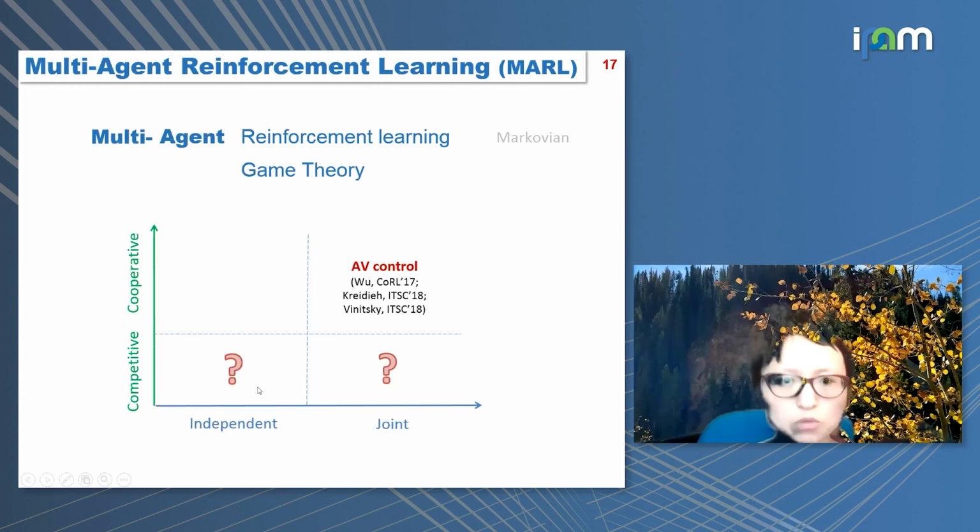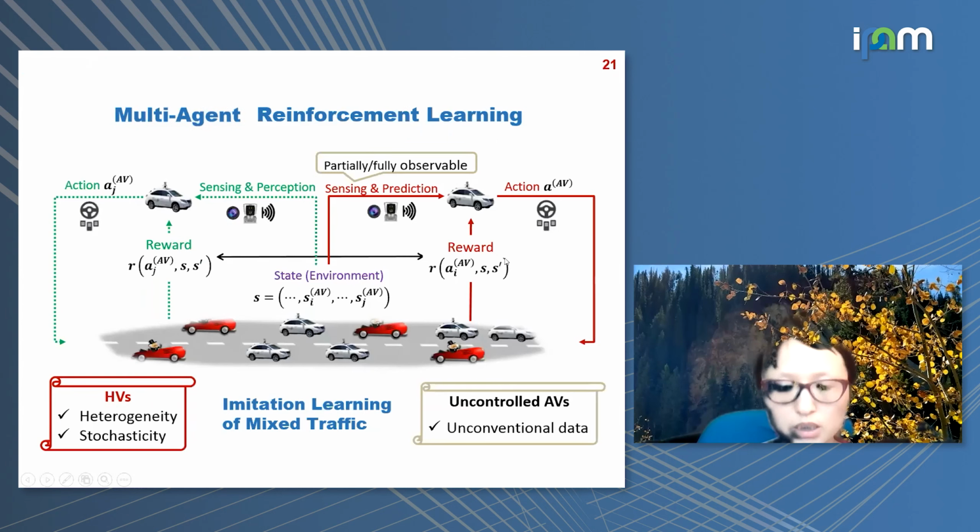Also, if they don't even have global information, they are not connected, they are independent learners, and they are cooperative, how do we train the policy? I think these are all questions that are unsolved. Okay, let's come back.